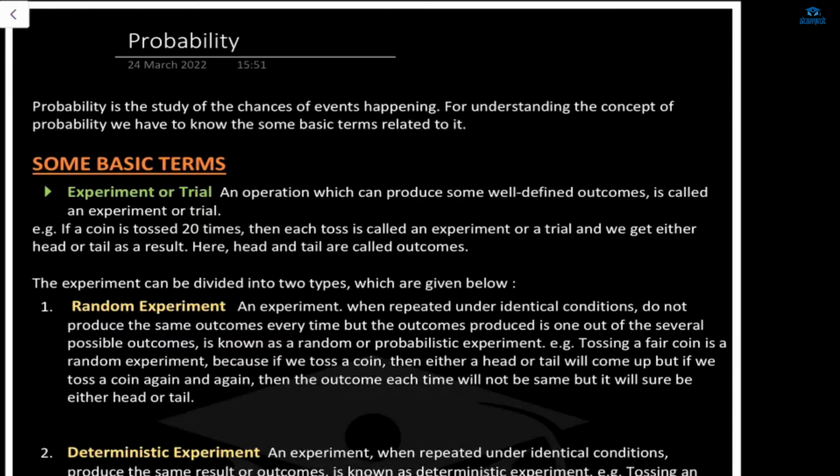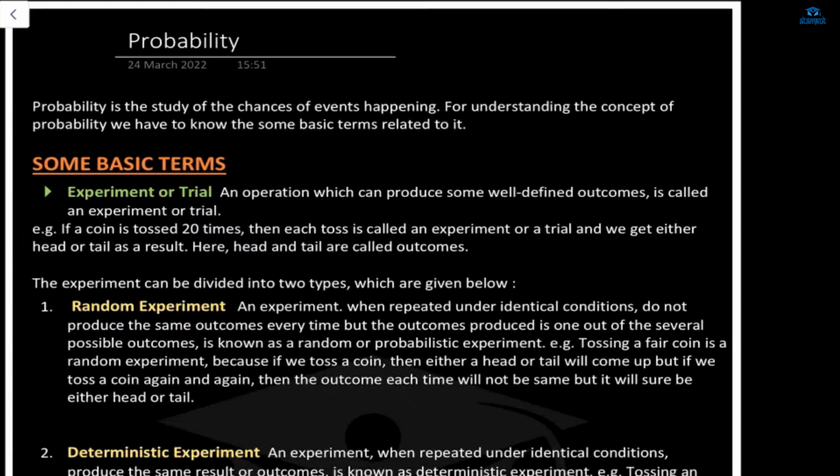So when you are tossing a coin, that tossing of the coin is an experiment. If you are tossing a coin 100 times, that single tossing of the coin is an experiment or trial. When you're tossing it 100 times, you won't get the same result every time. Sometimes you can get tail, sometimes you can get head. Any one of them you can get.